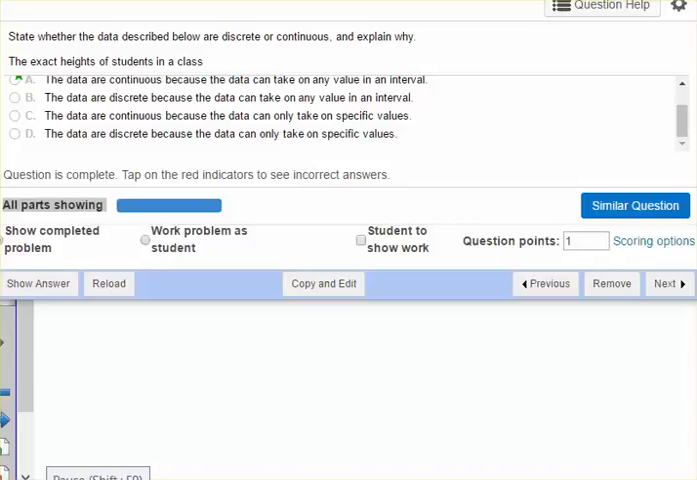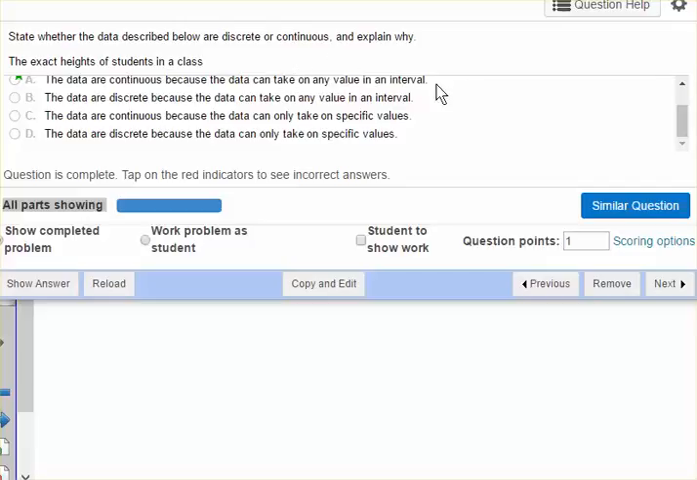Okay, welcome to Chapter 2. Chapter 2 deals with measurement, and Section 1 is data types and levels of measurement. So the first topic that we'll deal with is something called discrete or continuous.